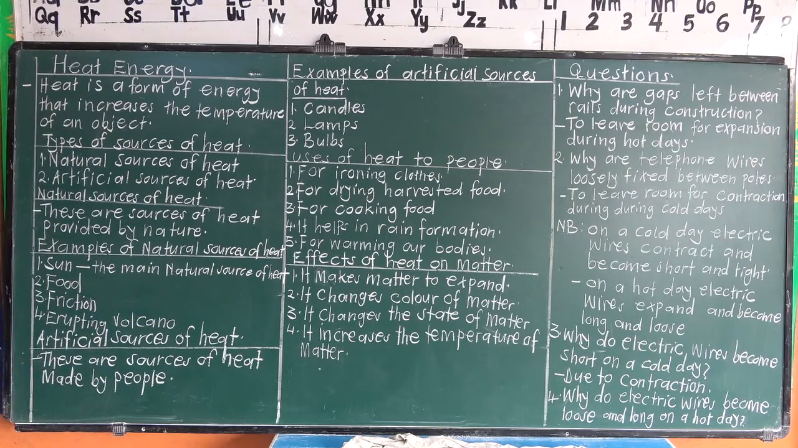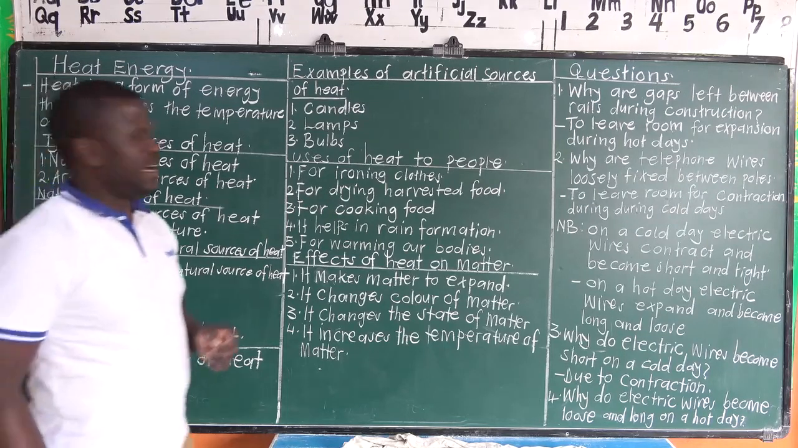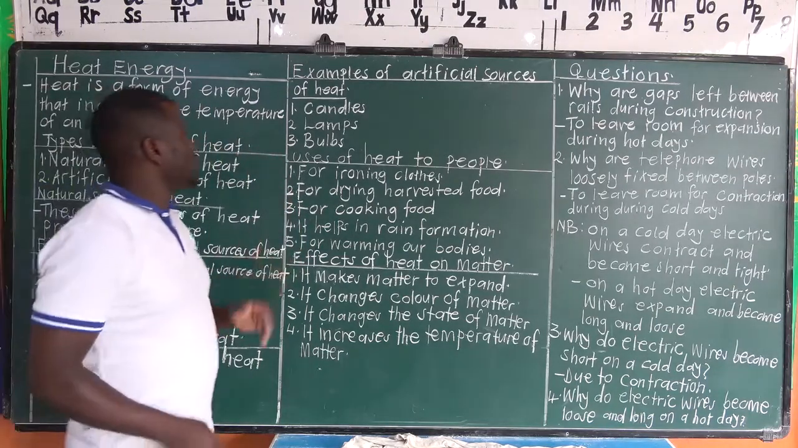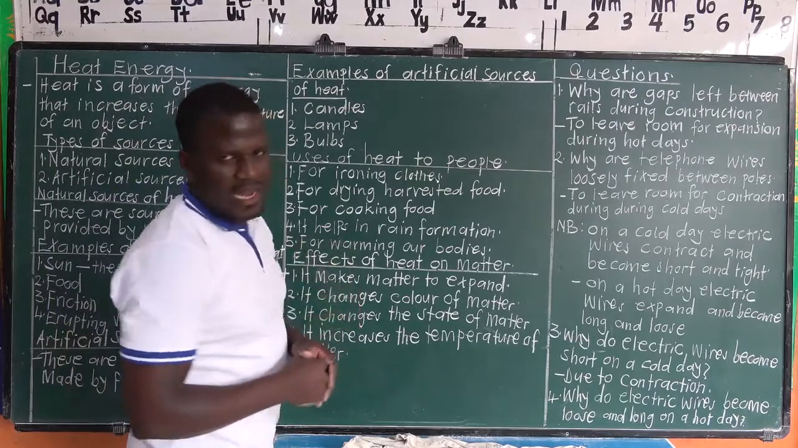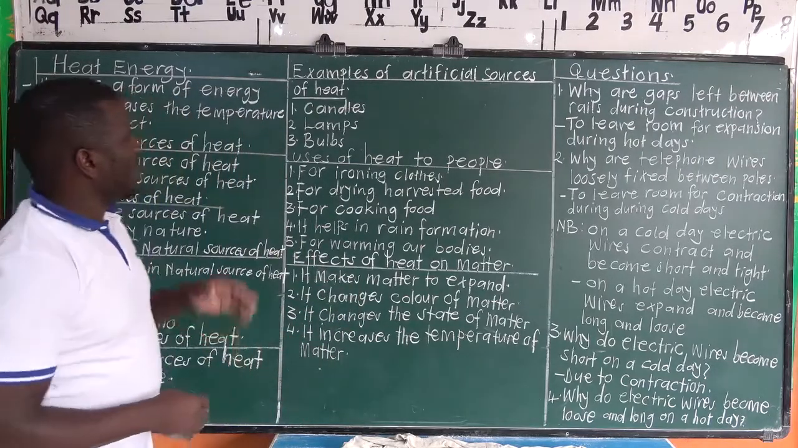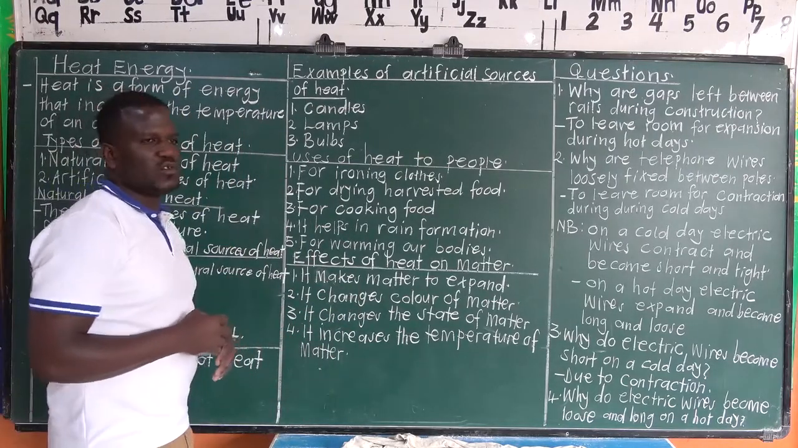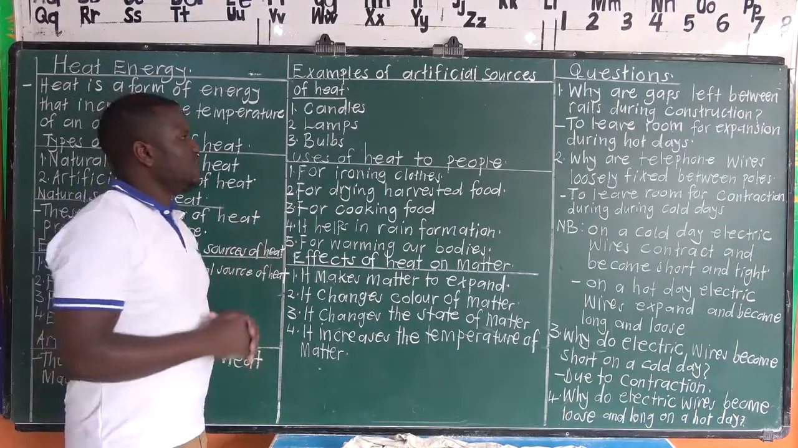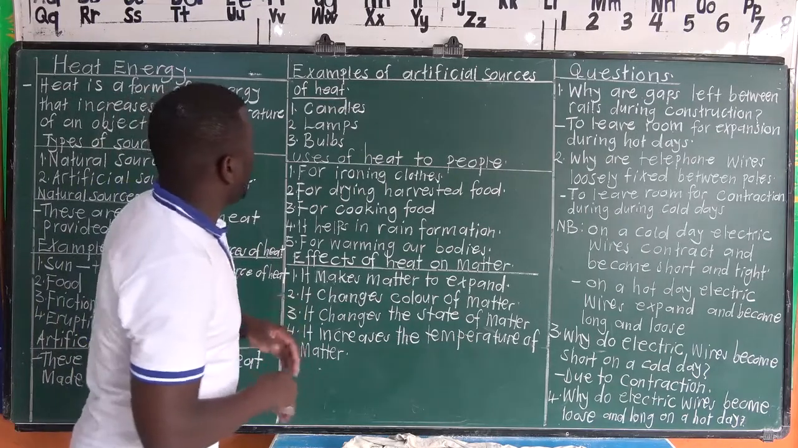Then we look at artificial sources of heat. These are sources of heat made by people. For example, we have candles, lamps, and light bulbs. Those are examples of artificial sources of heat. Why do we call them artificial sources of heat? They are sources of heat that are made by people.